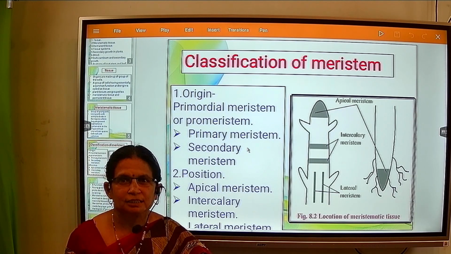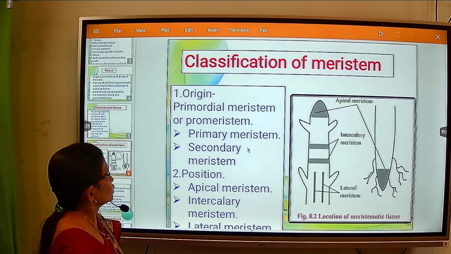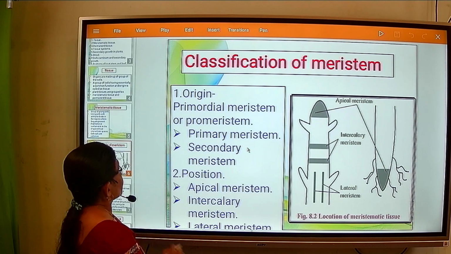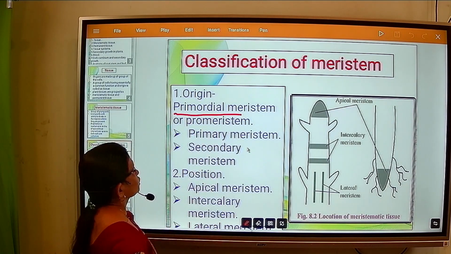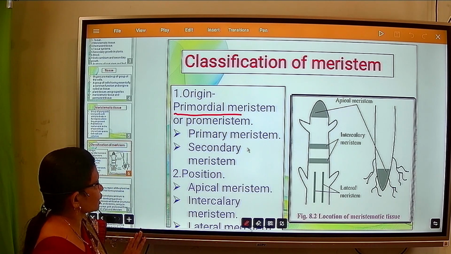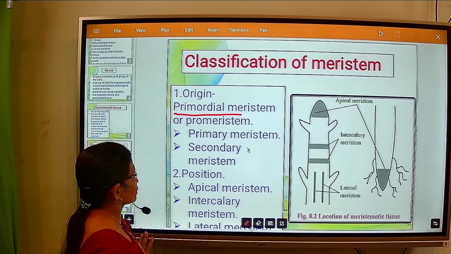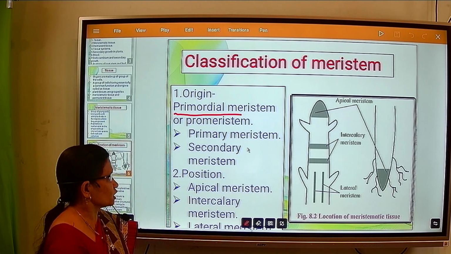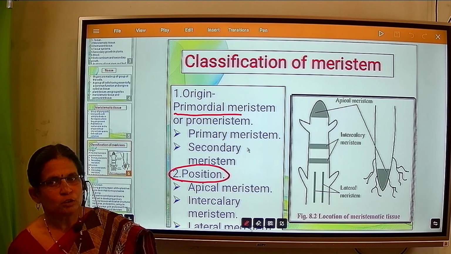Now we will see the classification of meristem based on origin and position. On the basis of origin, meristematic tissues are of types called primary meristem and secondary meristem. Primordial meristem or promeristem, these are the types of meristems based on origin. The second classification is based on position.